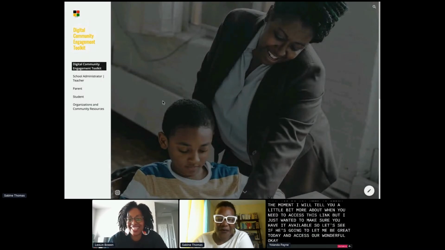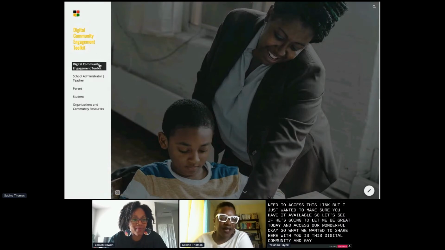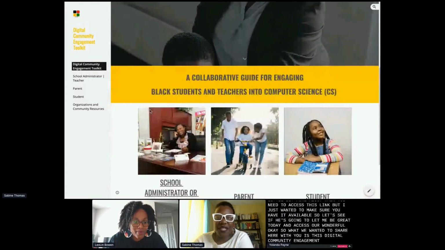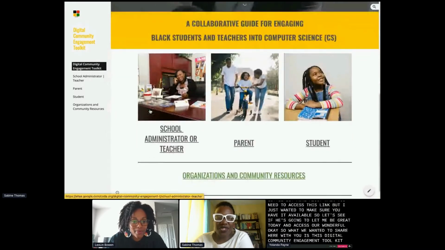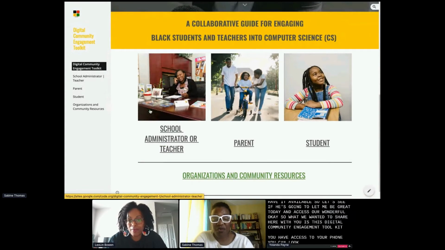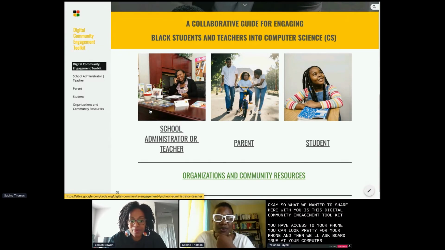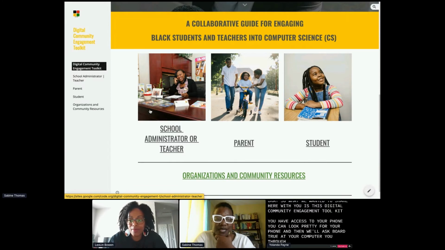All right, so what we wanted to share here with you is this digital community engagement toolkit. A couple of things in terms of guiding you. If you have access to your phone, you can look through it on your phone. And then we'll ask you to access the Jamboard through your computer. But first, we wanted to take you through the website, or the toolkit, really.